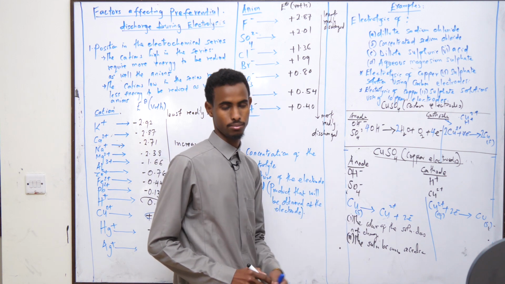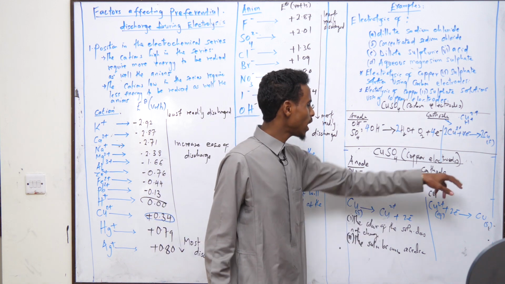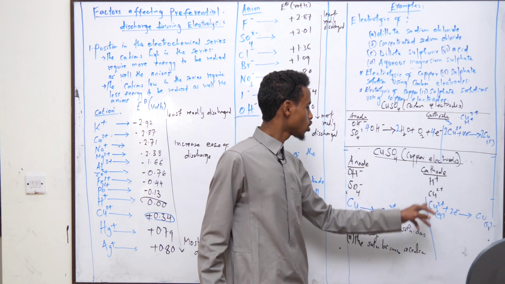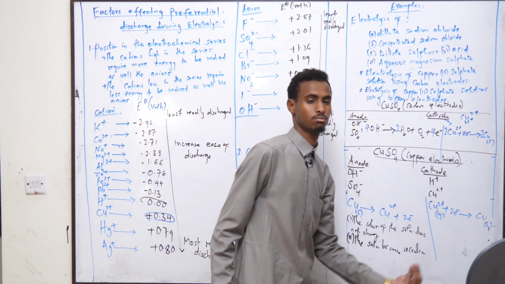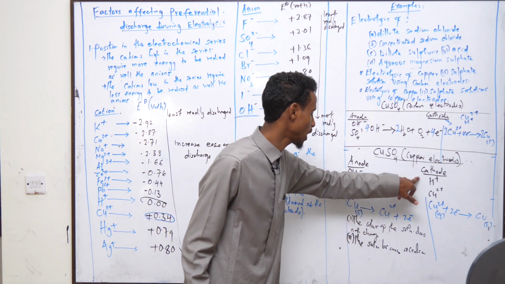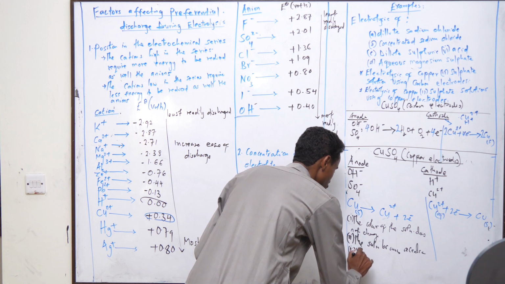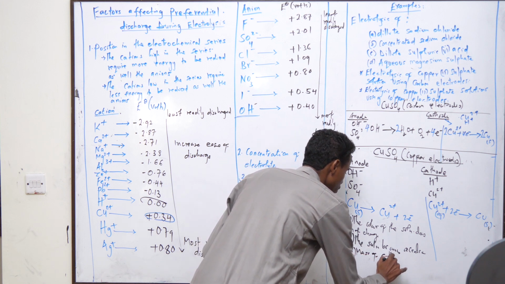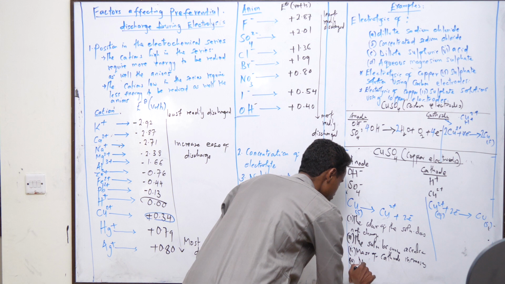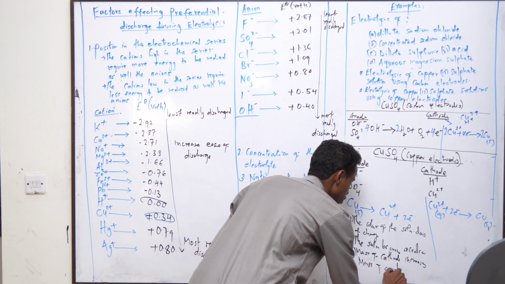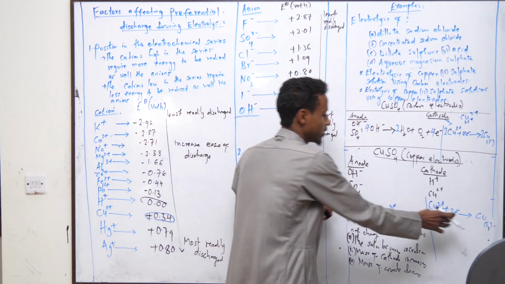The copper anode undergoes oxidation and enters into the solution as copper 2 ions. Now, at the other electrode, which is the cathode, copper undergoes reduction and is deposited at the cathode. What happens? The mass of the cathode increases. Mass of anode decreases. You can see that the mass here is going to decrease while the mass here is going to increase.